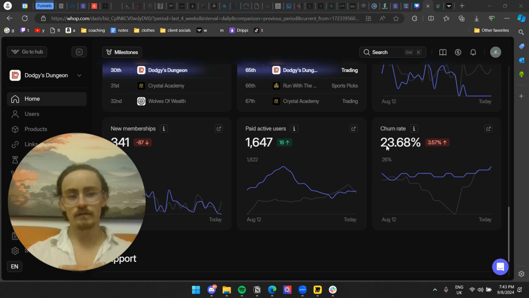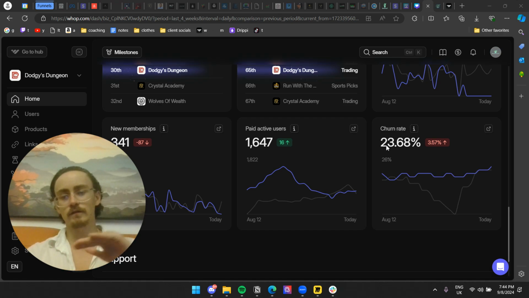So what that means is that every single month, 23.6% of Dodgy's customers leave. So we have to replace 23% of the customers every single month for MRR to break even. And we have to replace more than 23.6% of the customers for MRR to go up.